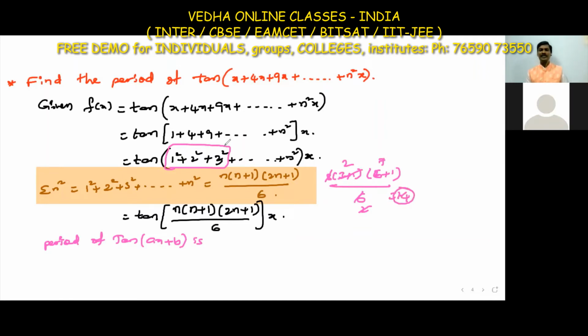Let's check: 3 square is 9, 2 square is 4, and 1 square is 1. 9 plus 1 is 10, plus 4 is 14. Are we getting 14 or not? Yes. Like this we can find 1 square to 3 square, 1 square to 4 square, 1 square to 5 square, 1 square to 100 square also. Just by applying the formula, without writing, we can find the sum from 1 to any number square. 1 to 50 square means substitute 50 in place of n.